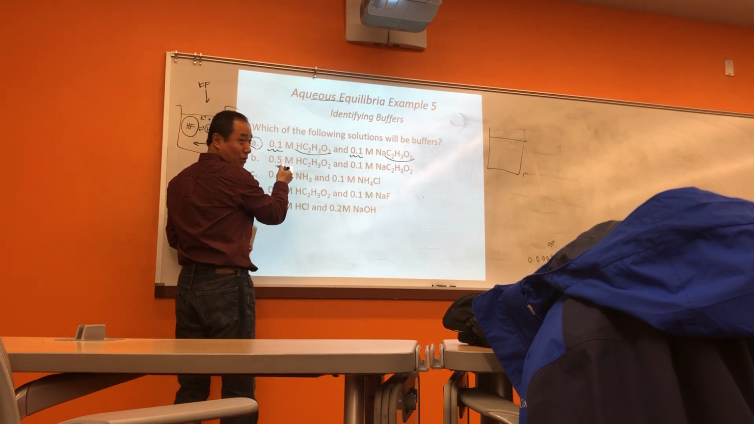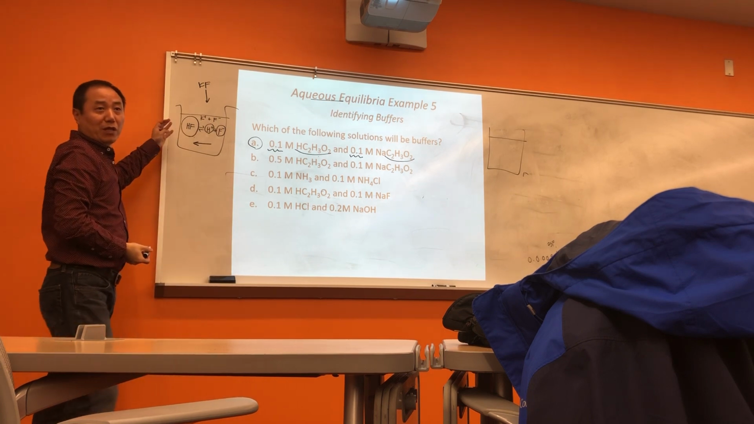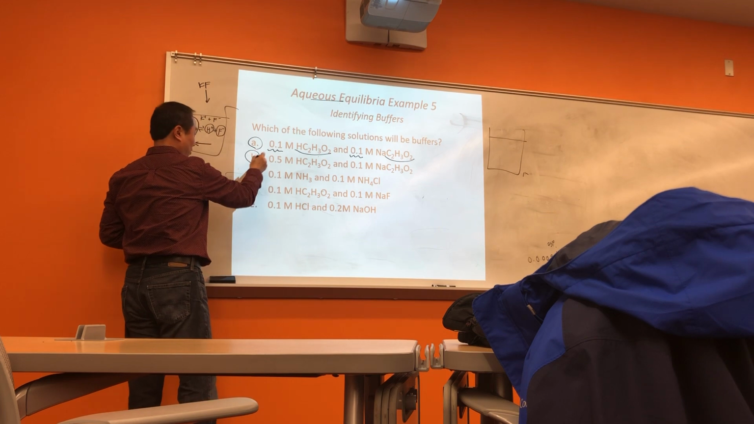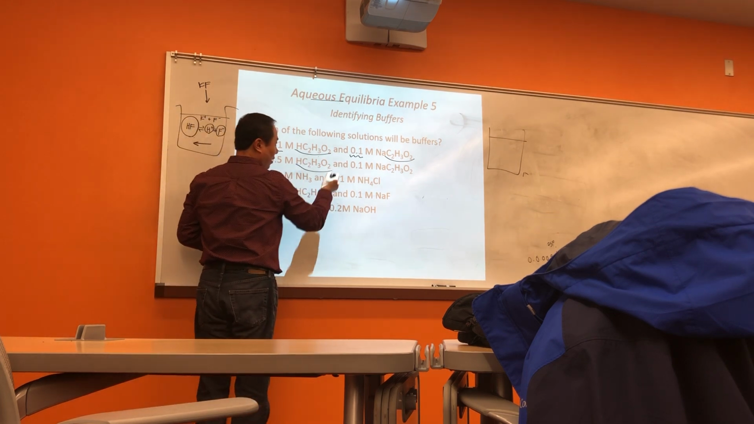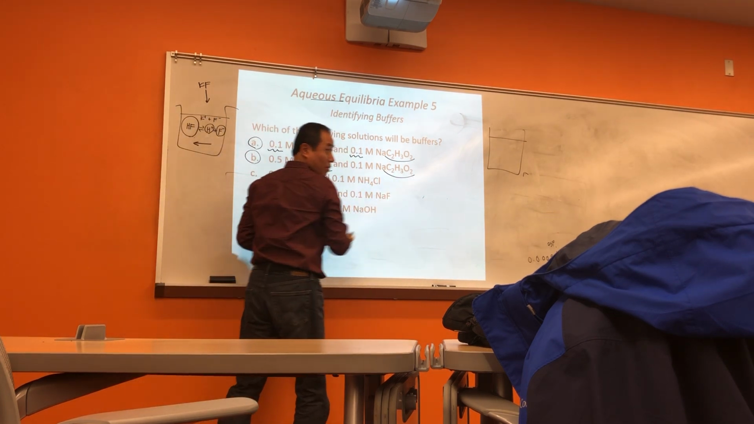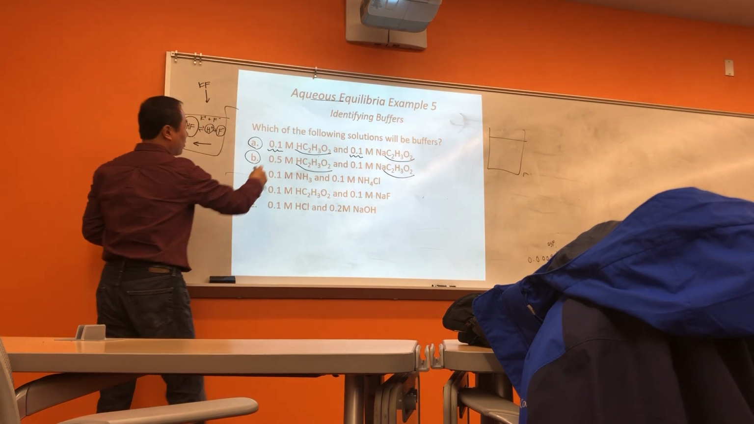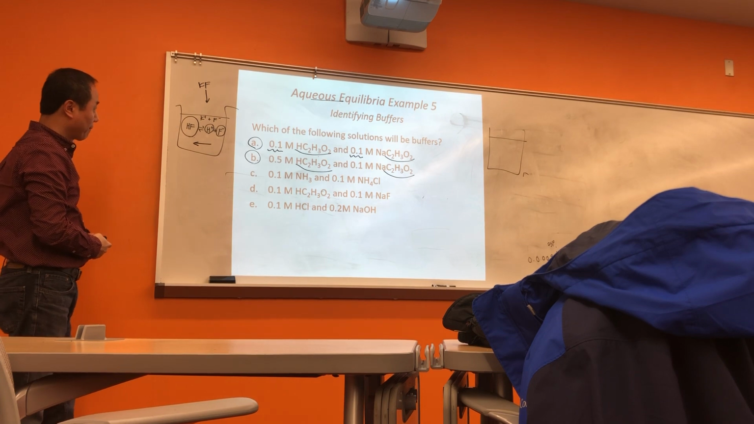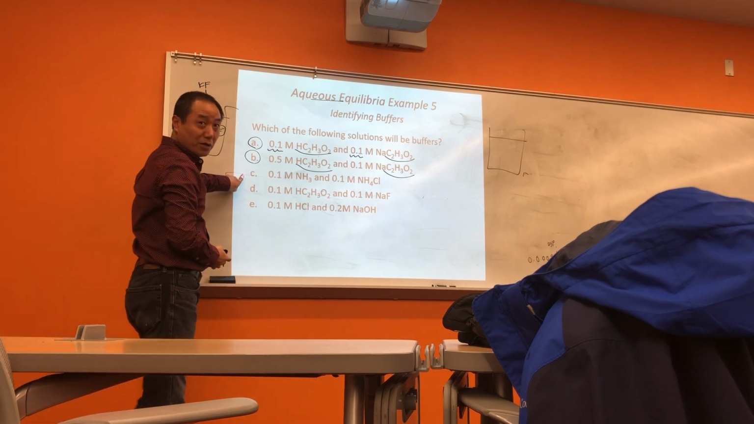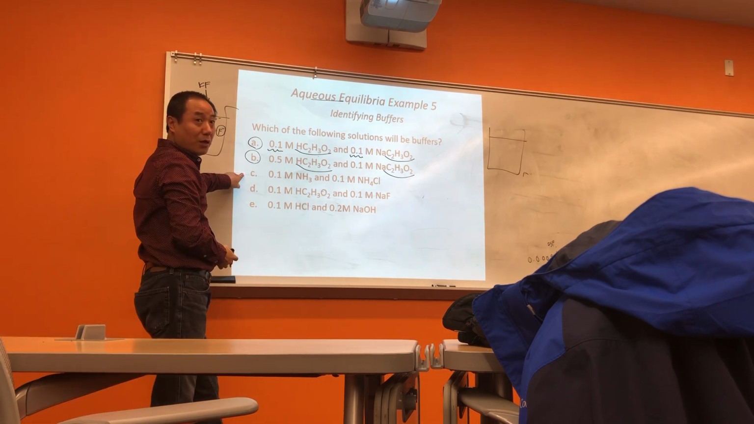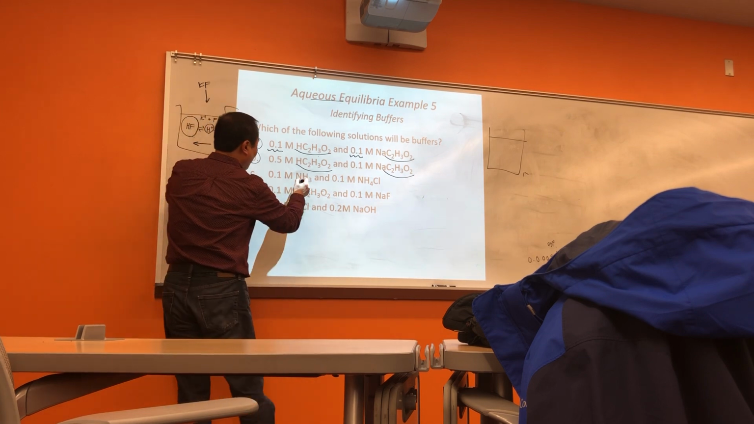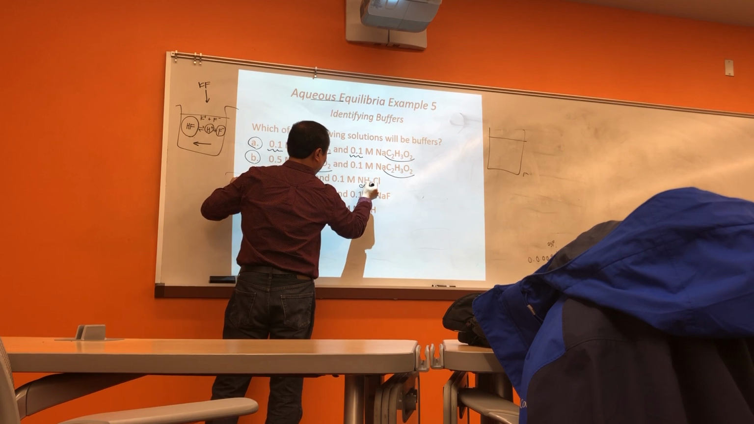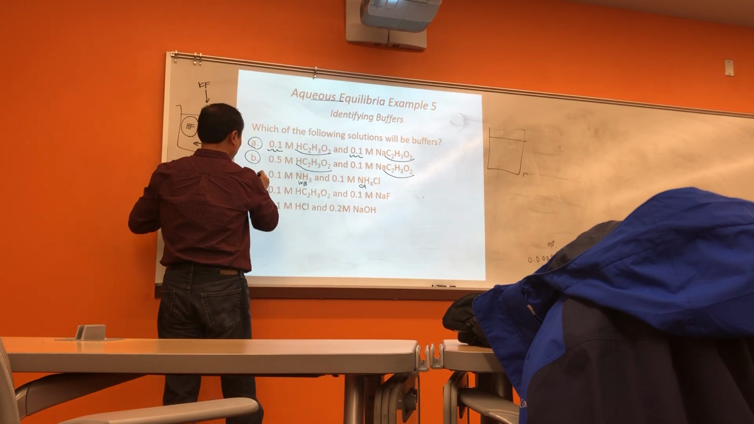It's not equal. When we define the buffer, we didn't say anything about the number, right? So this is a buffer, because it has a weak acid and its conjugate base. It doesn't have to be the same number. It doesn't have to be an equal amount. It doesn't matter. You see, this is a buffer? You have a weak base and its conjugate acid, right? So it's a buffer.